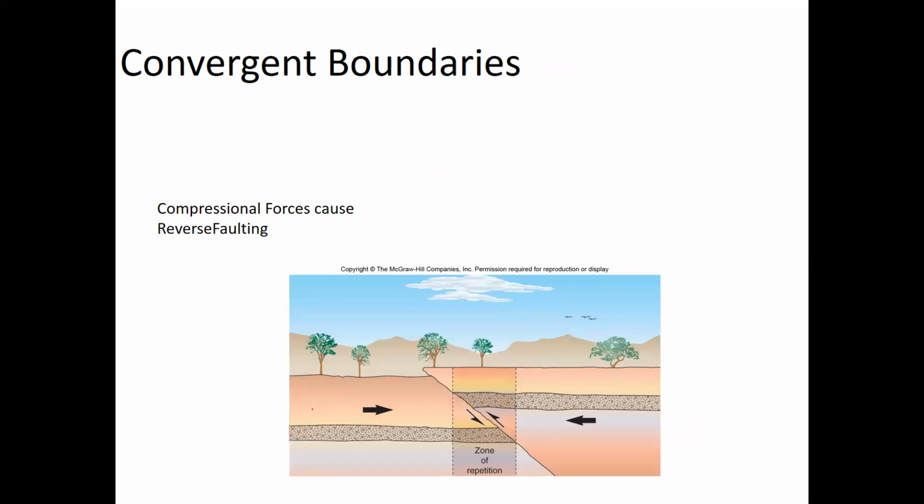So at convergent plate boundaries, we have tectonic plates colliding, and the region is under compressional stress, and it results in reverse faulting, where the footwall slides down and the hanging wall slides up.